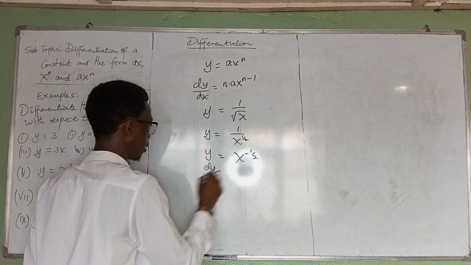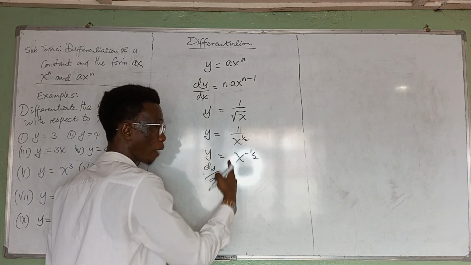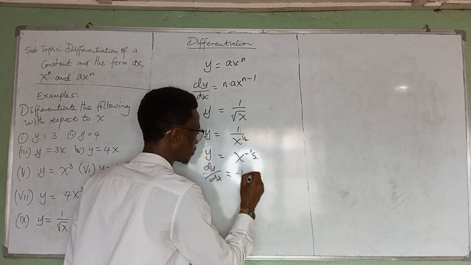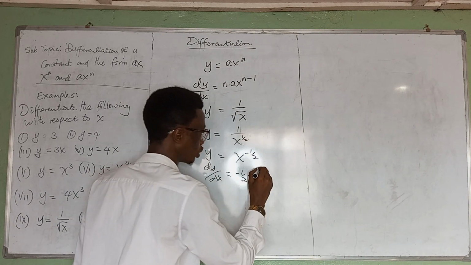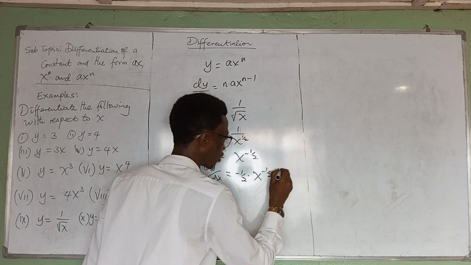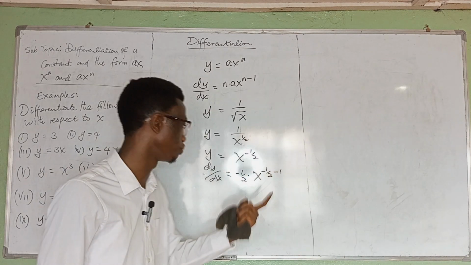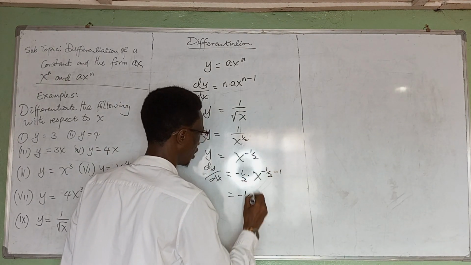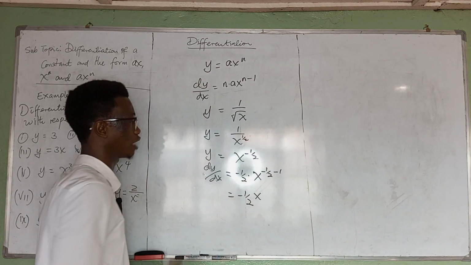So this becomes dy by dx. Remember, you have to multiply this by the power, by the coefficient here. So this becomes minus half multiplied by x, this is 1 already so you don't need to write it. Then you have what? Minus half minus 1. You always subtract 1 from the power. So now this becomes minus half x, and minus half minus 1 becomes minus 3 over 2.